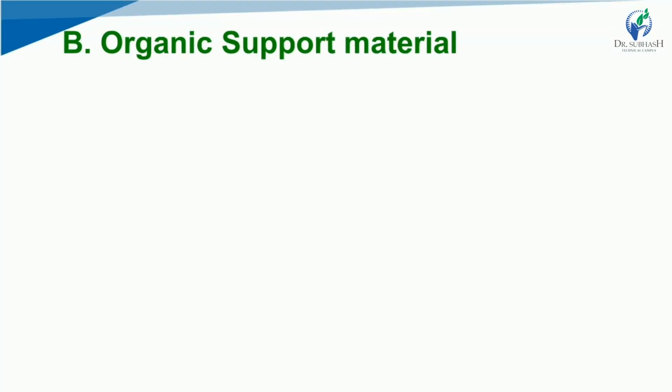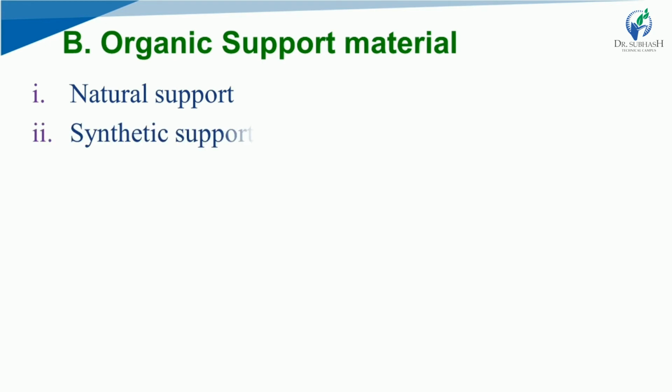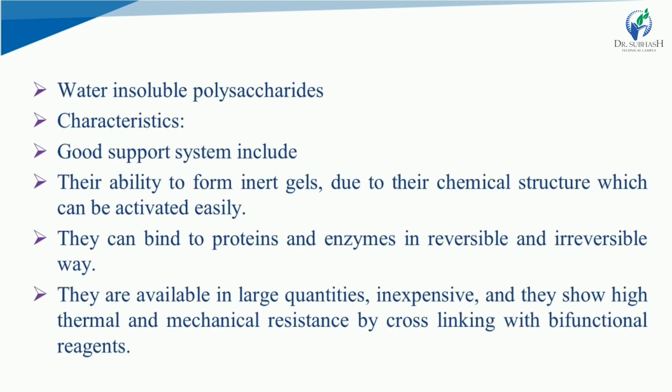Now coming next, organic support material. In organic support, there is natural and synthetic. So these two we are going to study. First of all, natural support. Natural supports are water insoluble polysaccharides. They are good support systems, and the characteristic includes their ability to form inert gel. They can form inert gel due to their chemical structure, which can be activated easily. They can bind to proteins and enzymes in reversible and irreversible ways.